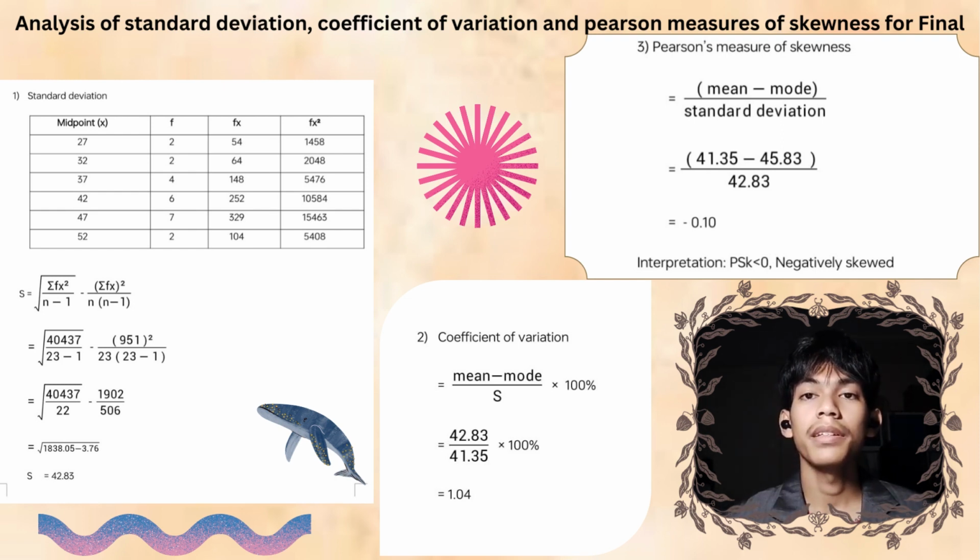Lastly, let's find the Pearson measure of skewness. In brackets, mean minus mode divided by standard deviation. Refer to the mean, mode, and standard deviation. We got 41.35 minus 45.83 divided by 42.83, we will get negative 0.10. The Pearson measure of skewness is less than 0. It is negatively skewed.